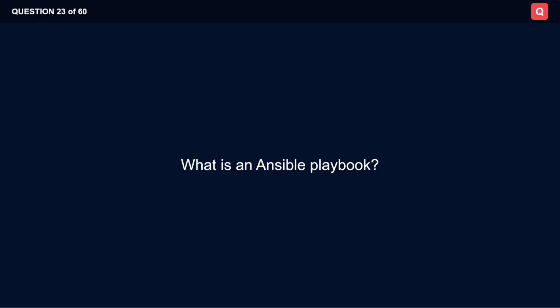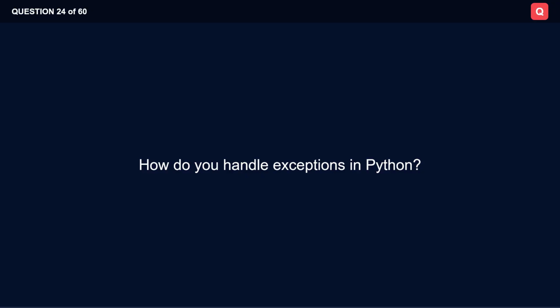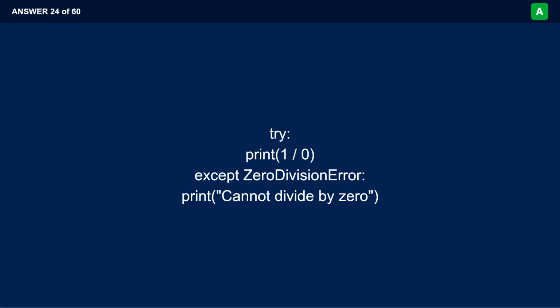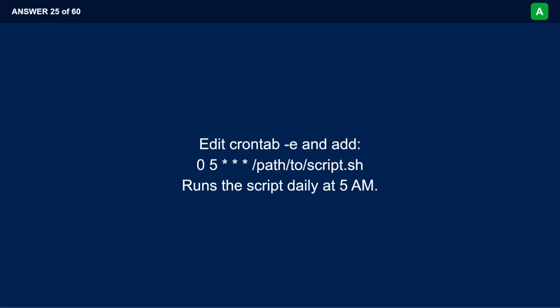What is an Ansible playbook? A YAML file that defines automation tasks for servers. How do you handle exceptions in Python? try: print(1/0) except ZeroDivisionError: print("Cannot divide by 0"). How do you schedule a script with cron? Edit crontab with -e and add 0 5 * * * /path/to/script.sh, which runs the script daily at 5 a.m.